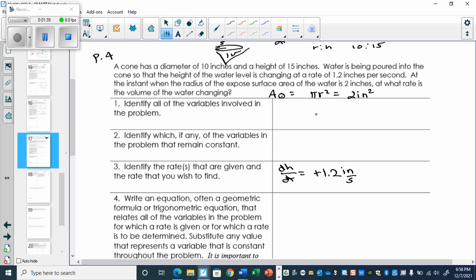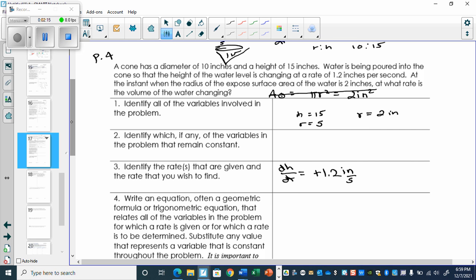So, a lot of variables involved. I have heights. I have a height of 15. I have a cone with a radius of 5 at its peak. And what else do I have? The radius. Oh, so this is when the radius is 2 inches. Okay, so the radius is 2 inches.